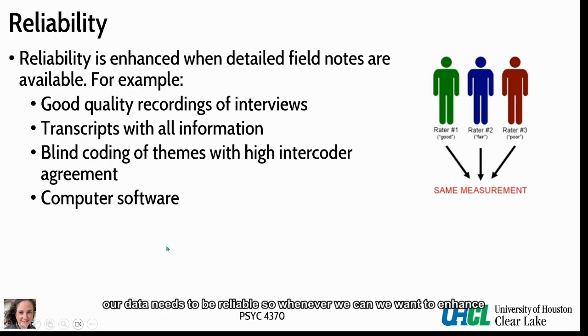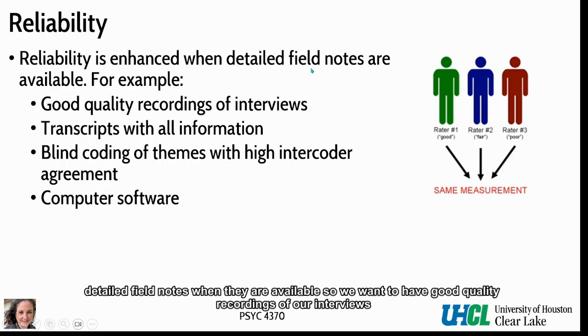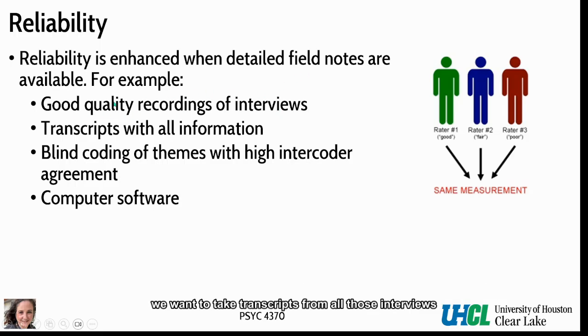Our data needs to be reliable, so whenever we can, we want to enhance detailed field notes when they're available. So we want to have good quality recordings of our interviews. We want to take transcripts from all of those interviews. We'd like to use blind coding of themes with high intercoder agreement. What that means is if I gave that raw data to 3 different people who were trained to code it, would they code it the same way? And then we also use computer software to help us along the way.